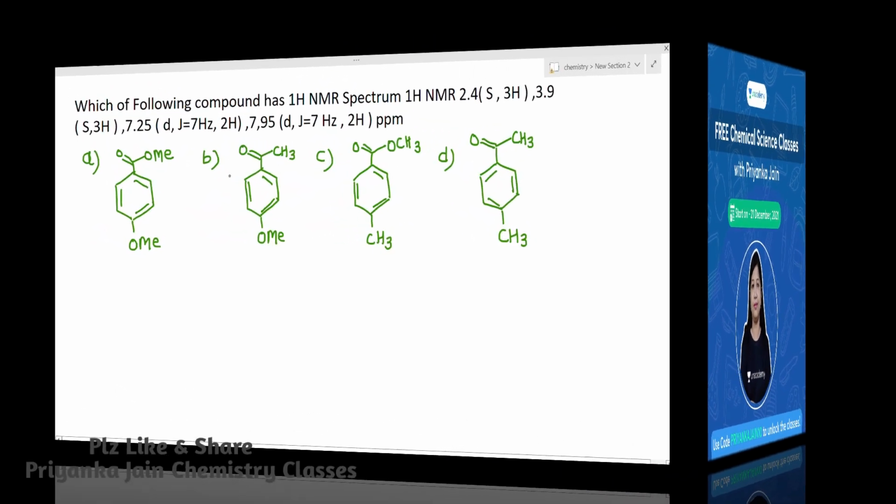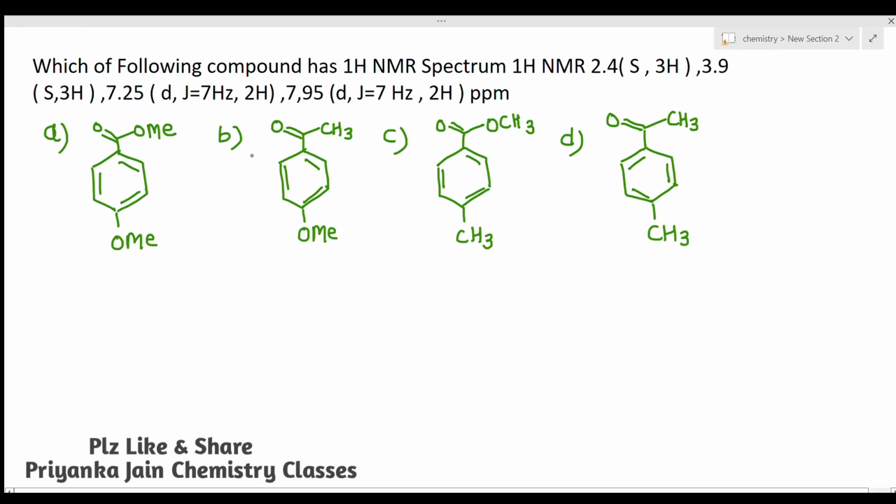Hi students, welcome to chemistry classes. I am Priyanka Jain and you are watching here the questions from the February 2022 question paper of the CSIR NET exam. See here, the question is from the NMR spectroscopy organic portion. Here we have to identify an organic compound on the basis of the NMR analysis. We have been given which of the following compounds has this 1H NMR spectrum. We have been given the details.